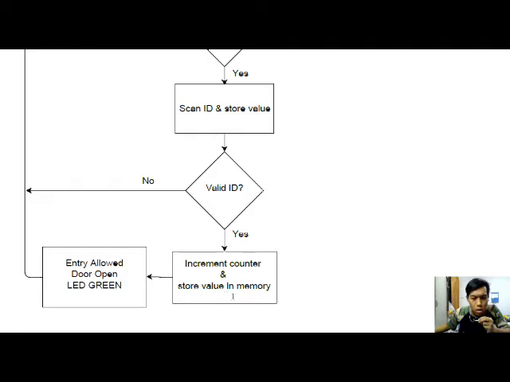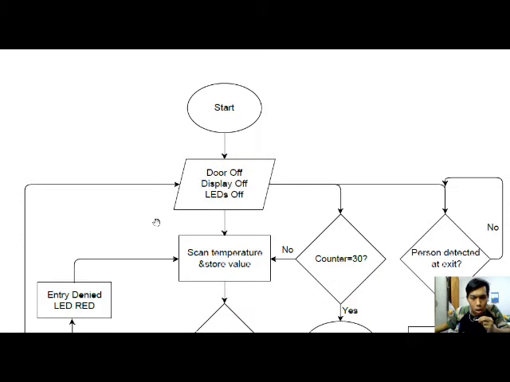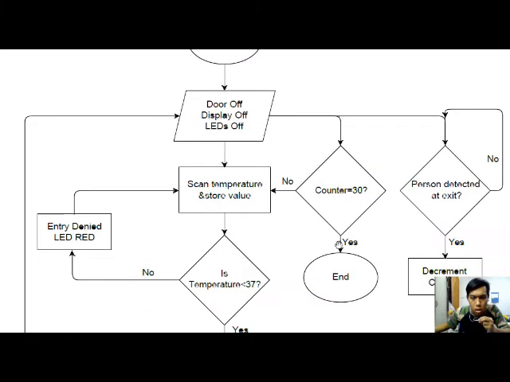And when the ID is valid, the increment counter will be increased and the ID will be stored in the memory. The LED will be green, and the door will be open. The same process applies to the next person until the counter detects 30 and the process ends.